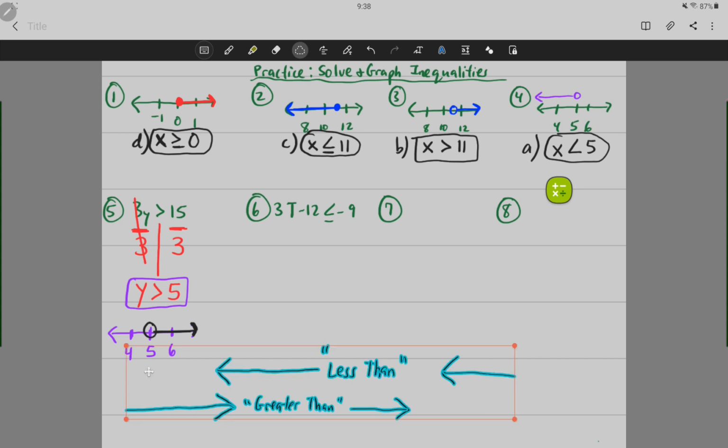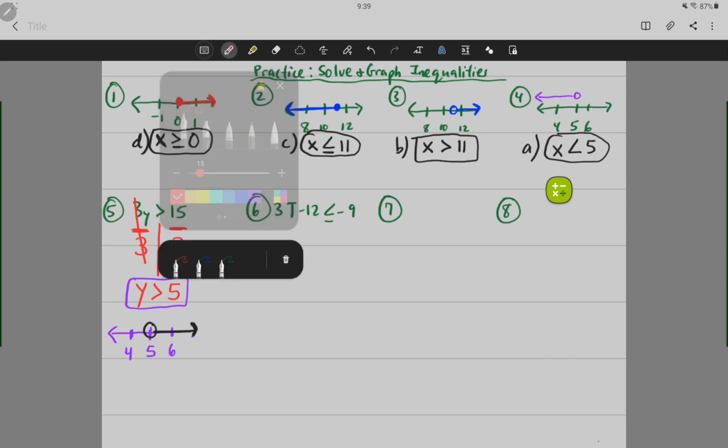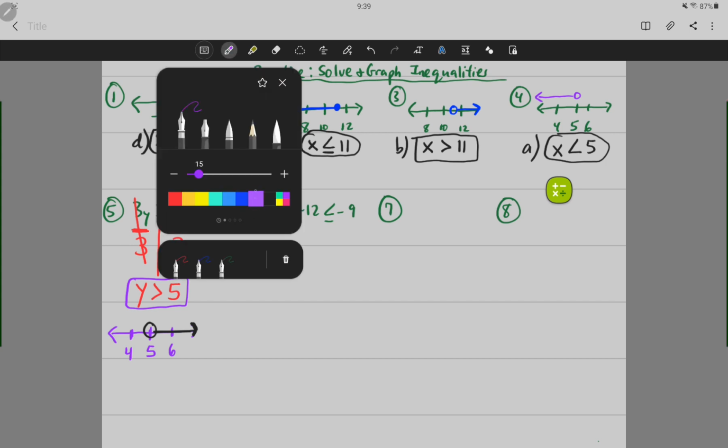I'll just erase that for the time being. And we'll move to number 6. So number 6 has another inequality. Actually, before we move on, sorry, we have to put the solution. And for number 5, our answer was choice C.